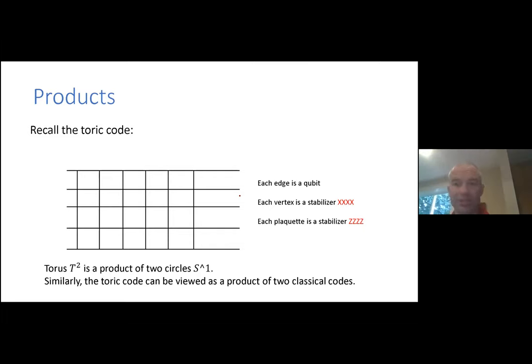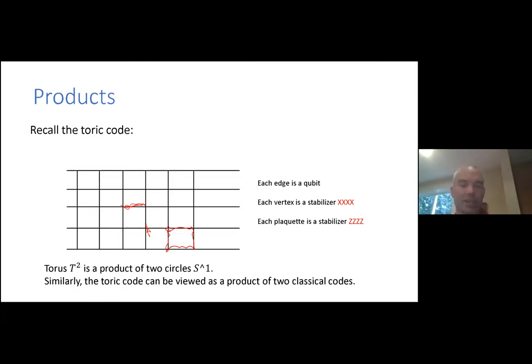One of the keys to every single one of those codes I mentioned, starting with the toric code, is the idea of products of codes. So let's recall the idea of the toric code. You can have different geometries, but let's imagine that we have a square lattice. That's going to be most appropriate for talking about products. On every edge of the square lattice, you have some qubit. On every vertex, you have some stabilizer that will be, say, a product of X on the four edges incident to that vertex. And on every plaquette, you have a Z stabilizer, and it will be a product of Z around the four edges of that plaquette. And you can check that they commute.